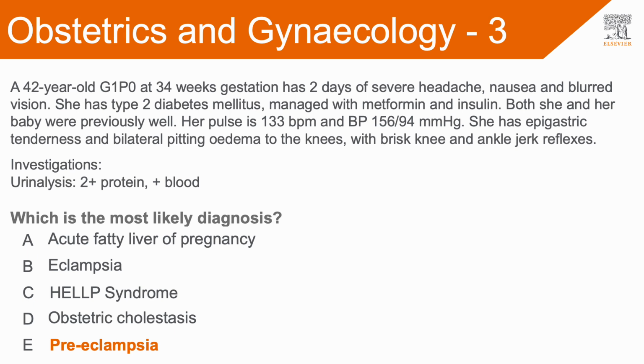And here you can see the correct answer is E, preeclampsia. Just going through some of the other options quickly. The acute fatty liver of pregnancy is a rare complication occurring in the third trimester, with rapid accumulation of fat within hepatocytes, which can cause an acute hepatitis syndrome.